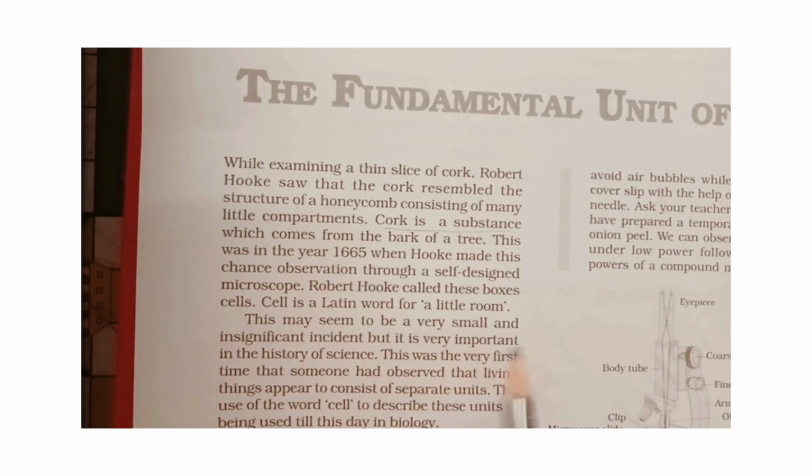This may seem to be a very small and insignificant incident, but it is very important in the history of science. This was the very first time that someone had observed that living things appear to consist of separate units. And the use of the word cell to describe these units is being used till date in biology. So in biology, the smallest fundamental unit of life is the cell. Now when we talk about chemistry, in chemistry the smallest fundamental unit is the atom. So in bio also we have a smallest fundamental unit which is called a cell.